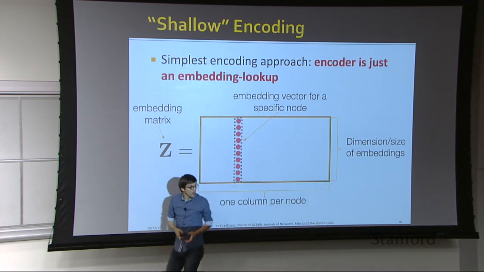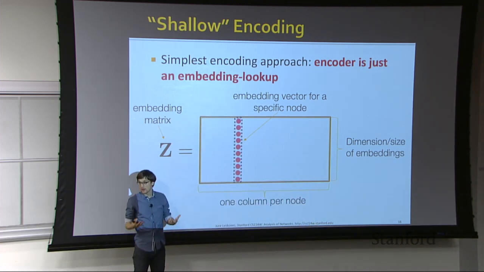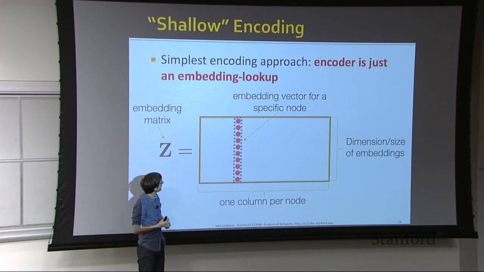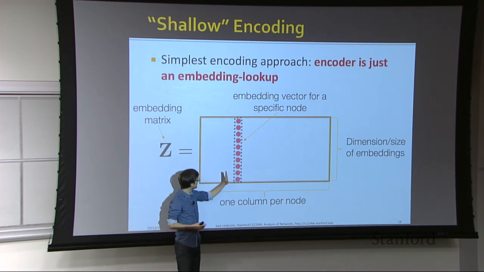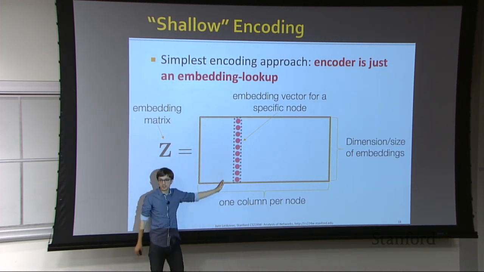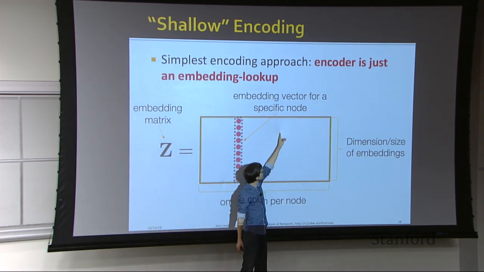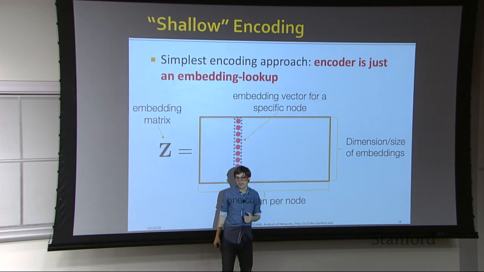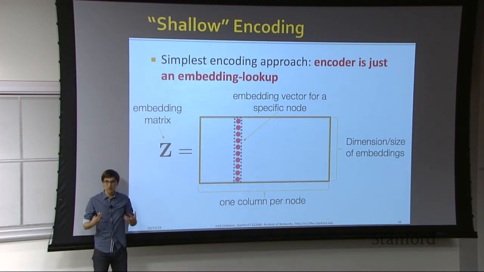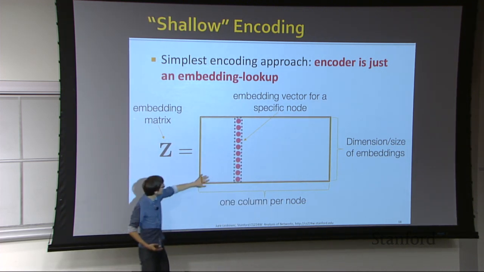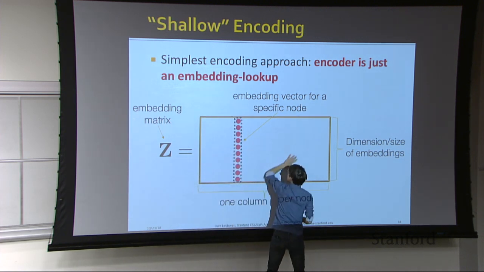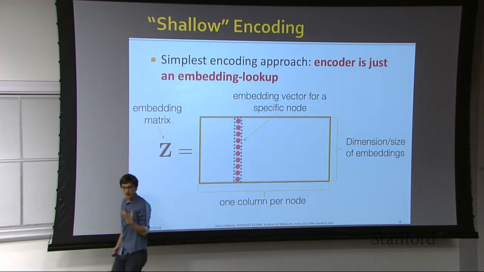Okay? And now my encoder, if I say give me the coordinates for node 5, the encoder goes into the 5th column and says this is the encoding. And if I say give me the coordinates for node 10, we go to the 10th column here and output that. So the number of parameters that we are trying to estimate is this matrix, the coordinates of every node in the network.